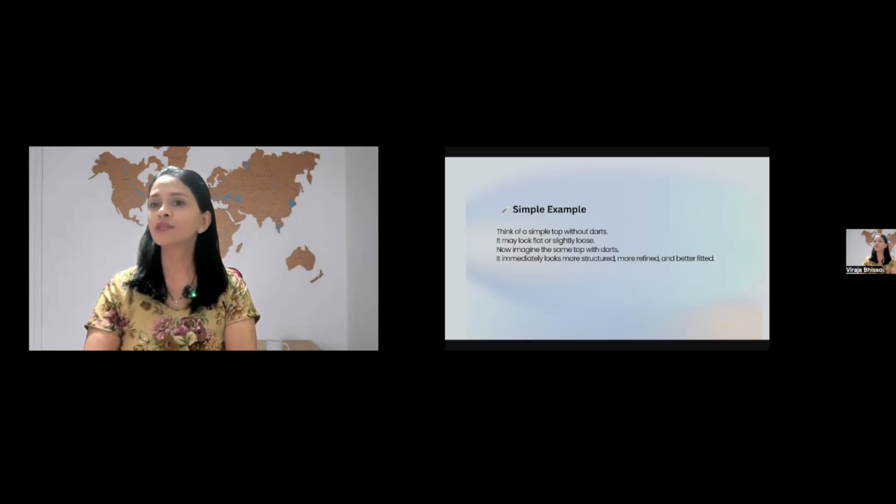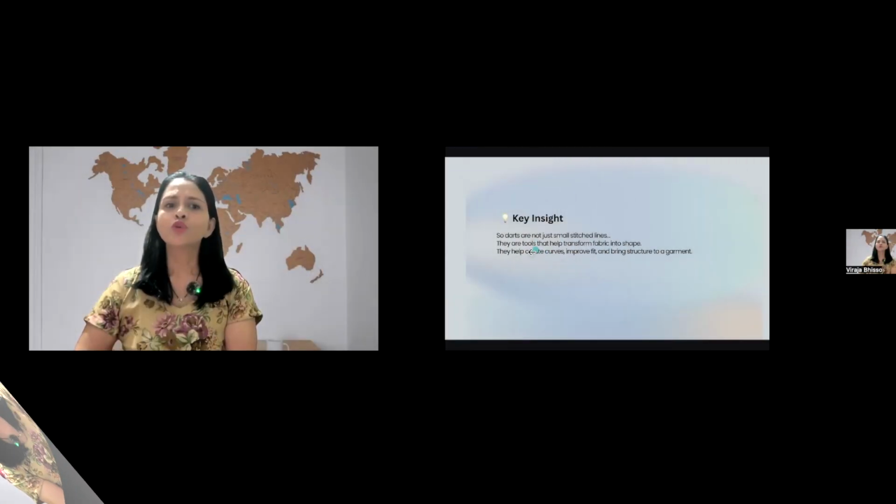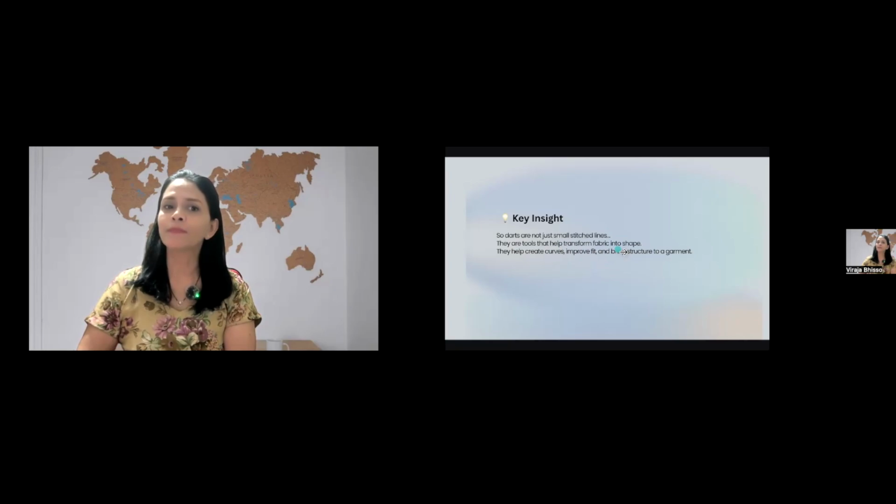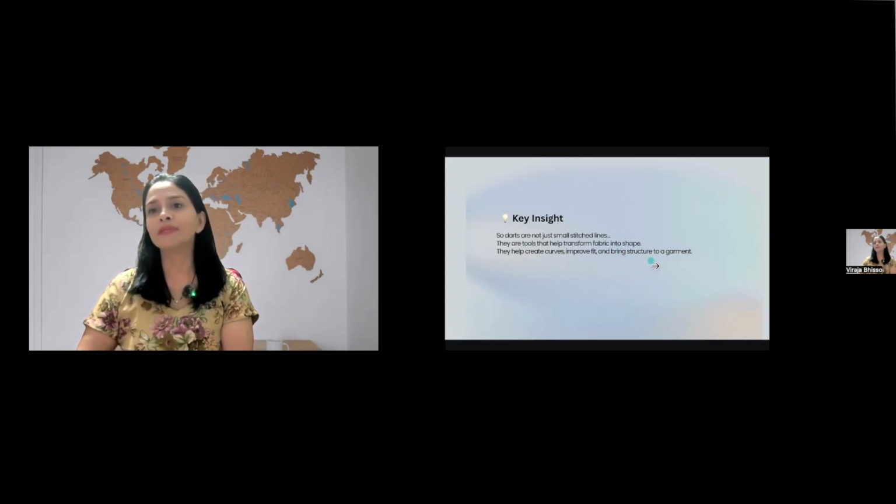It gives a more structured and fitted look to the garment. So, darts are not just small stitched lines. They are tools that help transform fabric into shape, and they help create curves, improve fit, and bring structure to a garment. So, the next time you look at a garment, don't just look at it. Observe how it is shaped, notice the darts, and you'll understand how the fabric is turned into form.